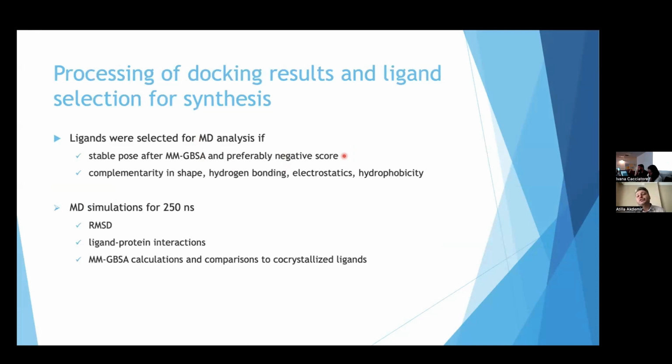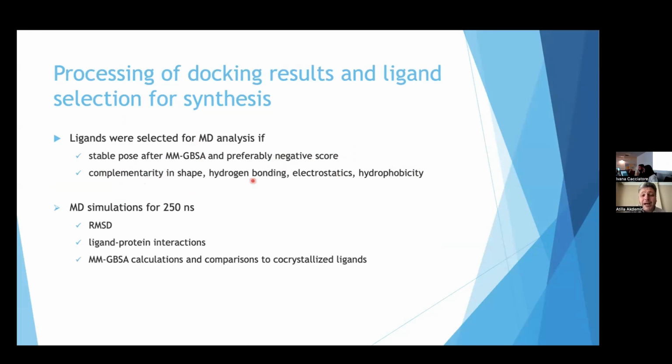But this is of course not enough. You also need either visual inspection or some kind of automatic fingerprint analysis. That was performed, a combination of both, where I investigated the complementarity in shape, hydrogen bonding, electrostatics, and hydrophobicity. So we are not only looking at whether these two are compatible, but we are also looking at possible mismatches.